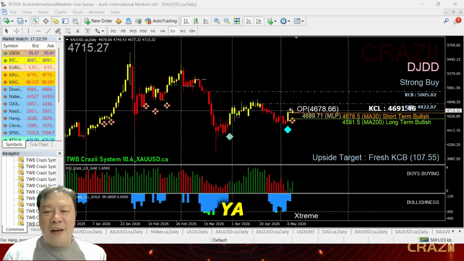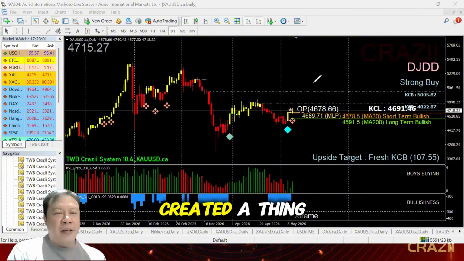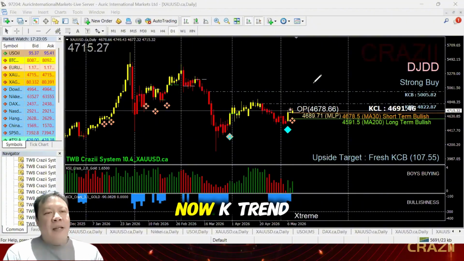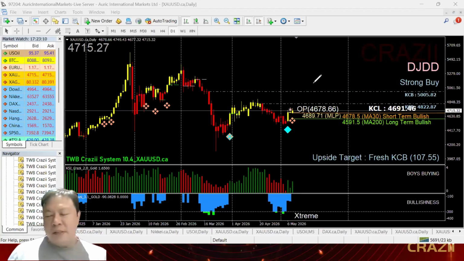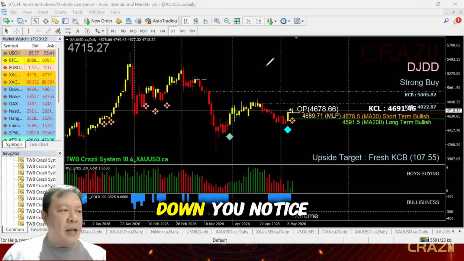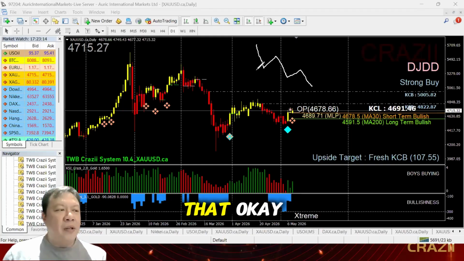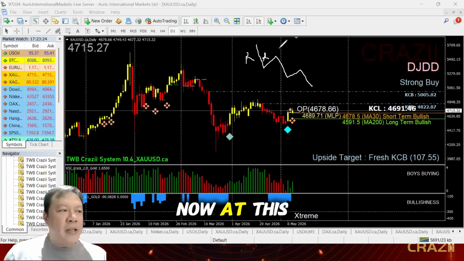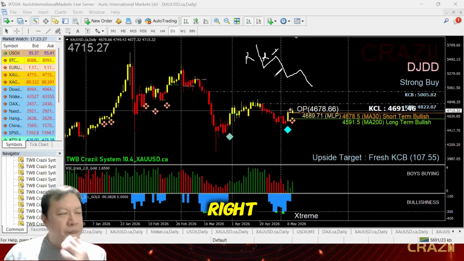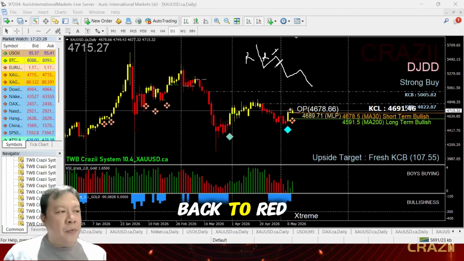Okay, let's continue. So first of all, recently I have created a thing called K trend. Now, K trend basically is looking at the colors of the candle. Now, when the market is coming down, obviously it will be red color for us over here. And then after that, it will be still red color over here. Now, at this point, it will be yellow color, right? And then after that, you turn back to red color.